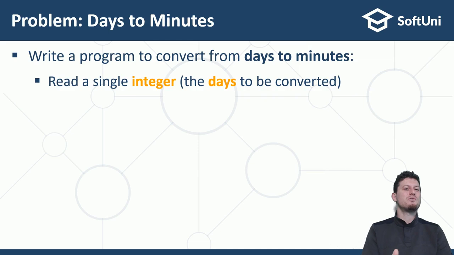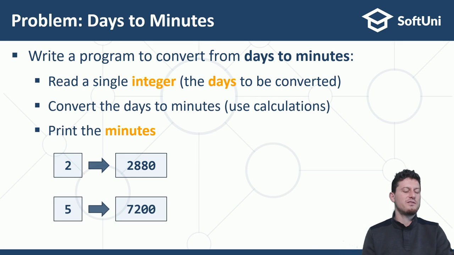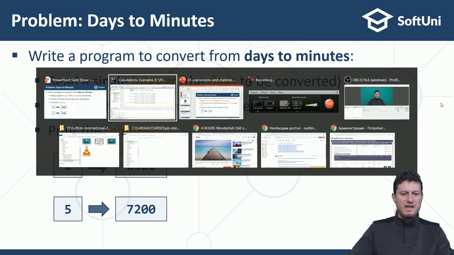The next problem is called days to minutes. I want to write a program which reads a number of days and tells me how many minutes are these days. For example, 2 days is 2,880 minutes. I read an integer and I print the minutes, which is another integer. 5 days is 7,200 minutes. Okay, days to minutes.